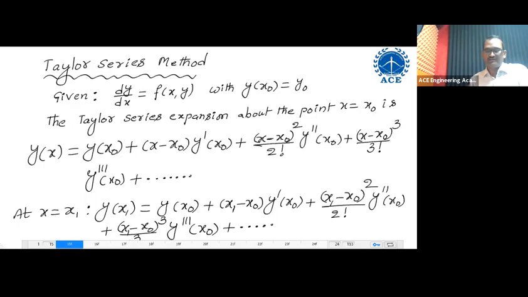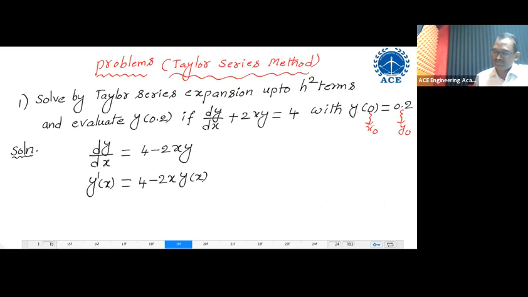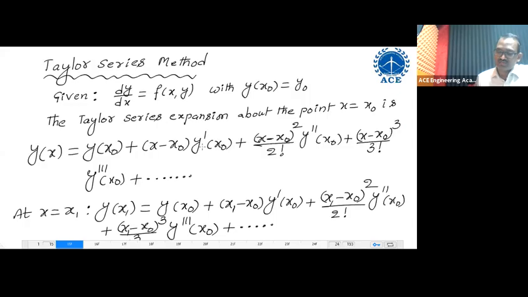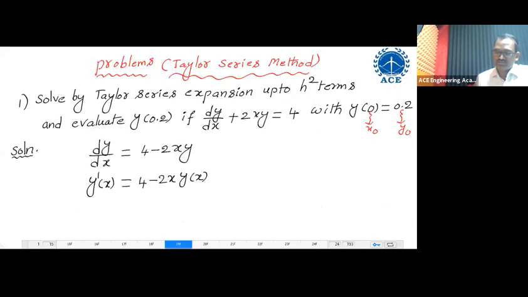And observe everyone. We need the first term of Taylor series, y of x naught. y of x naught is y naught. That was given. The second term of Taylor series is y dash of x naught. So y dash of x naught. What is x naught? 0. y dash of 0: the x value is 0, 2 into 0 is 0. So this is only 4.